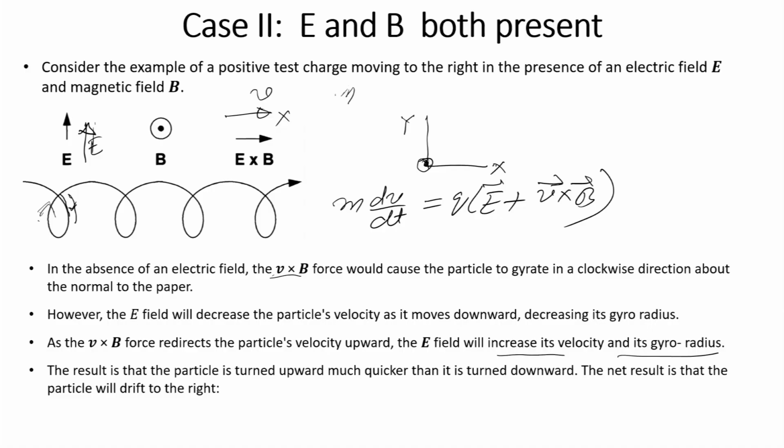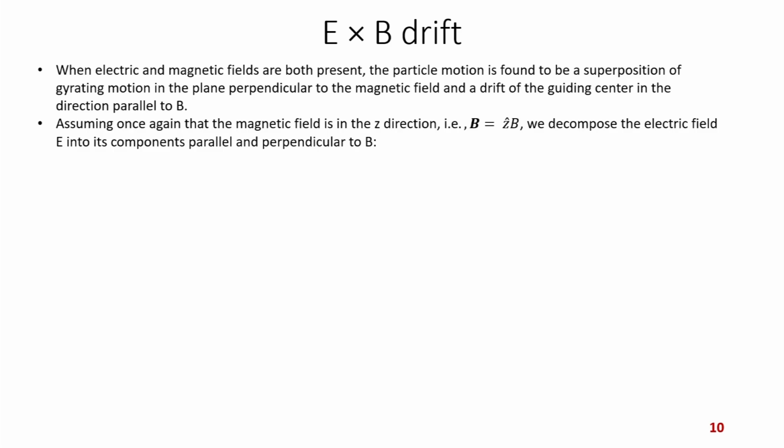So, the net effect is as if it is stretched, or it drifts along the x direction. This is a particular case where we have considered all three: the particle moving in the x direction, the electric field in the y direction, and the magnetic field in the z direction. So, this is the result: the particle drifts to the right. Now we will see it in some more detail.